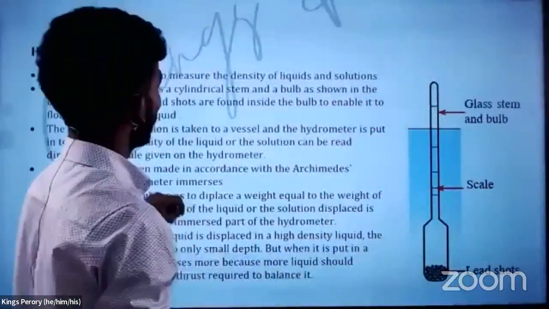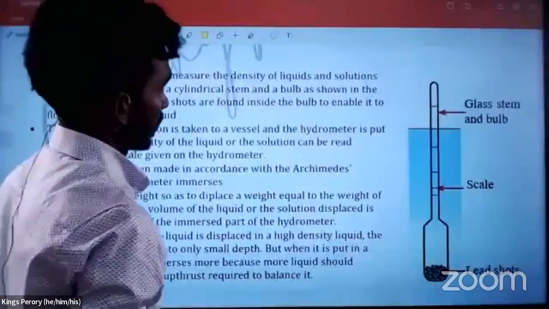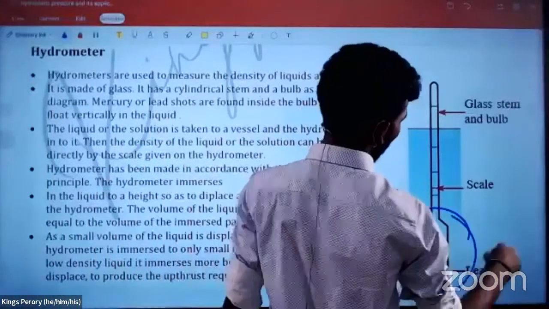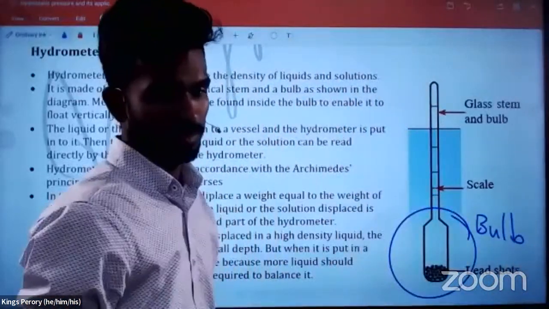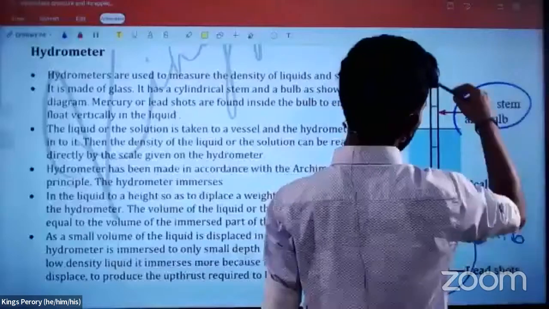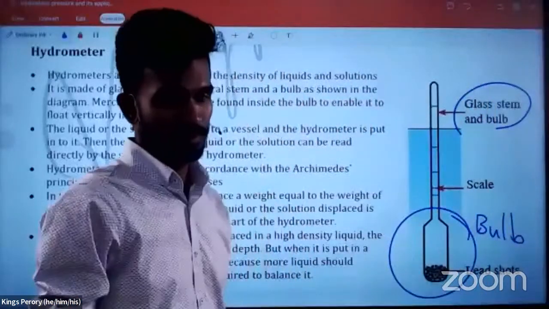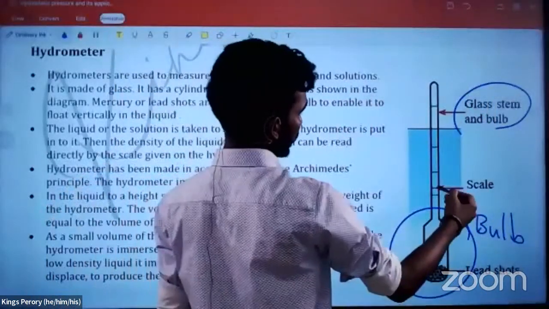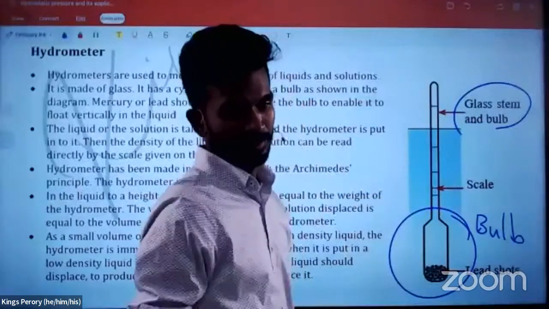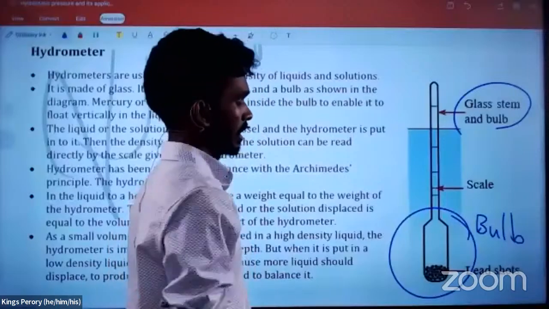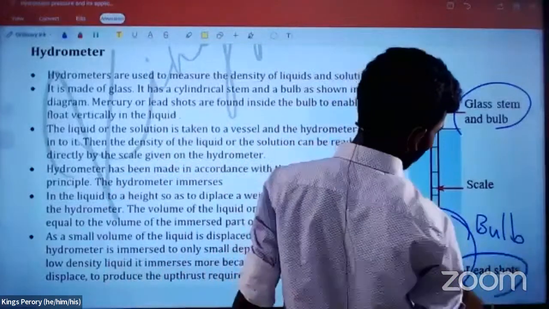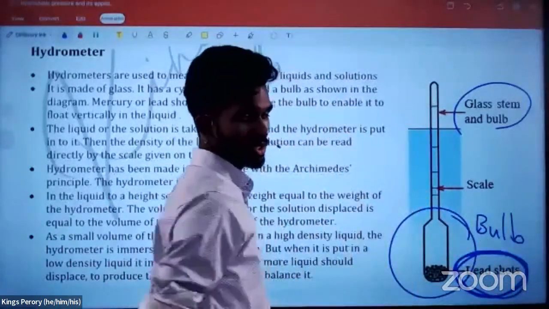If you look at the hydrometer, this part is called the bulb. This part is the glass stem. On the glass stem you have the scale. On that scale, densities are marked. Inside the bulb, you have lead shot. And sir, why do you have lead shot? Later I will explain.